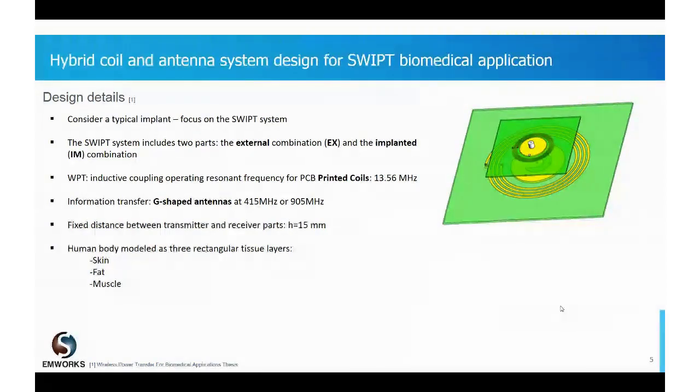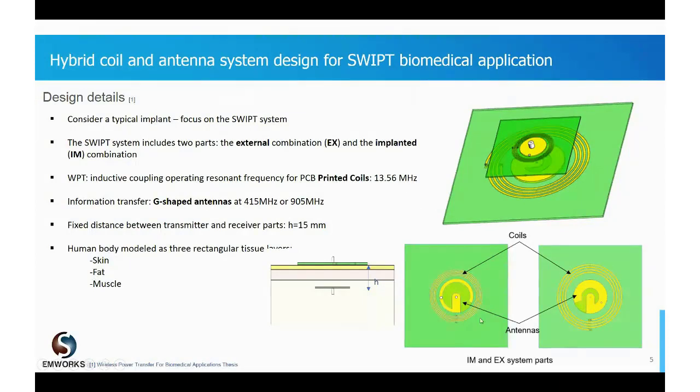This is an example, not necessarily the system or the way to do things, but we picked this as an illustration of how we can do these kinds of simulations and calculations. So here we have the external and the internal devices. For the power transfer, we're going to use a 13.56 ISM band, which is 13.56 megahertz. So this is going to be an inductively coupled system.